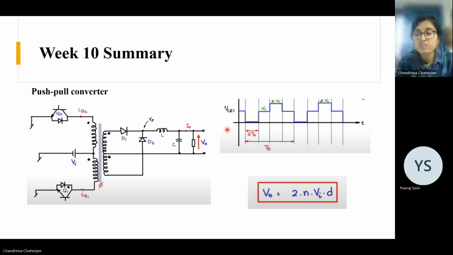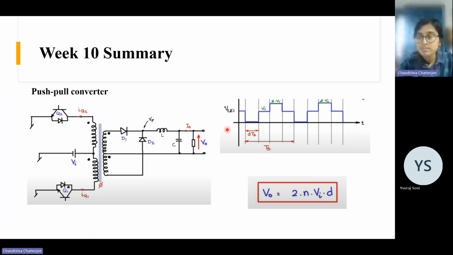Because if you observe this waveform, you see the frequency of this waveform is twice the switching frequency. Our whole time period is from here to here, right? Q1 on, then again 0, then Q2 on, then 0. So this is the whole time period. This pole voltage has a frequency which is twice the switching frequency. That's why this factor of 2 comes. The relationship is 2N VI D.